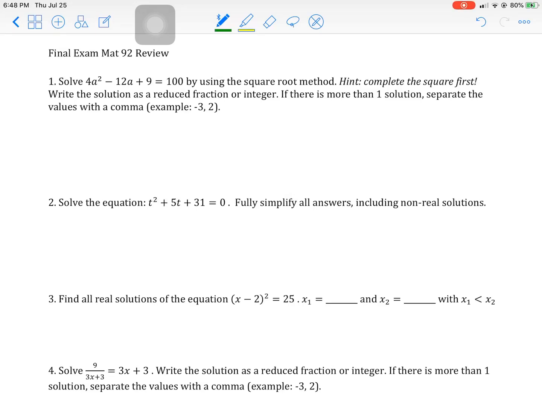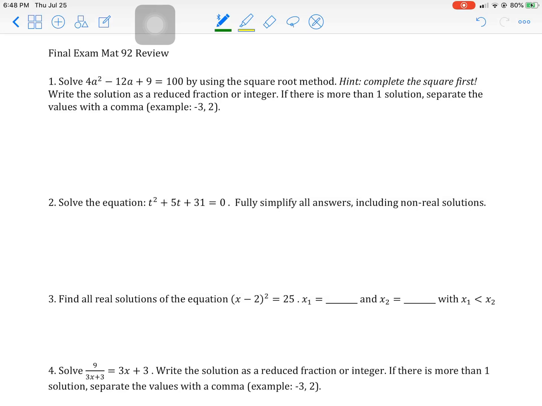All right, final exam review for 92. Remember, on the final you're going to have to show all your work to get any credit for your solution, whether it's right or not. You have to put work that makes sense and that someone can follow to follow your thinking. So we want to make sure on the review we are practicing showing our work as well.